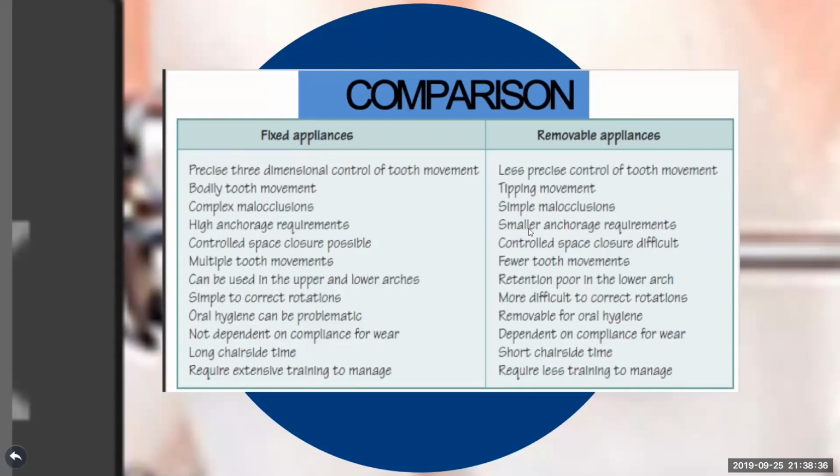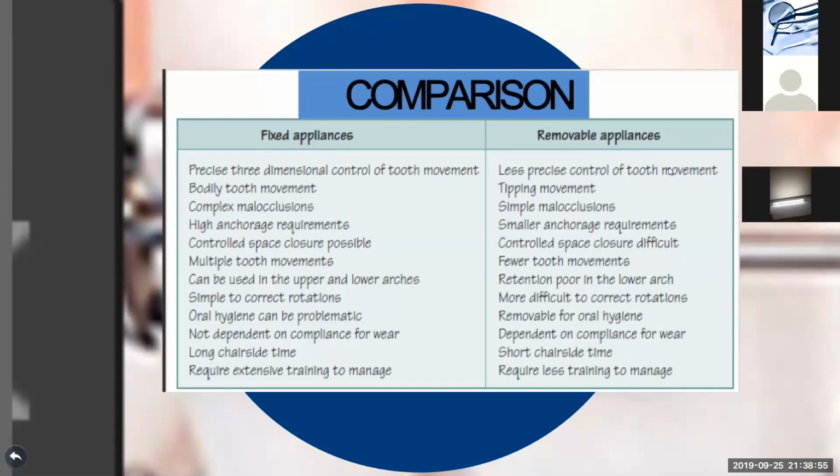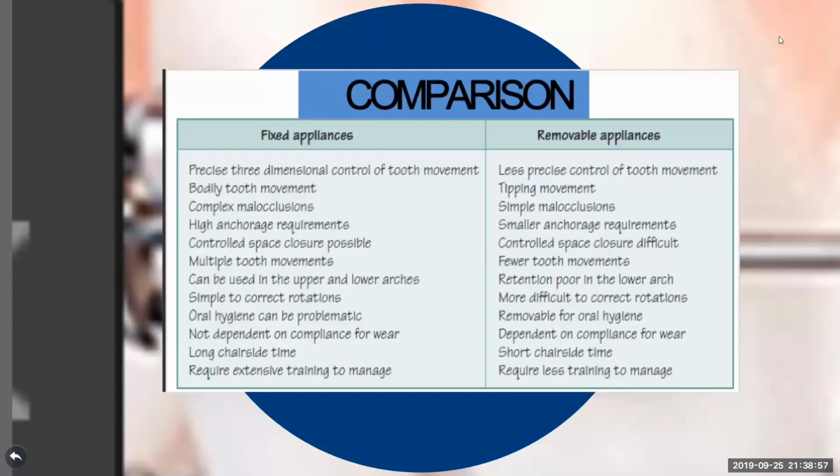So that's why the anchorage requirement in the fixed appliances is much greater, because here the bodily movement or root uprighting, the movement of the apexes, is executed in this modality of treatment by the fixed appliances. However, in the removable appliance only the tipping movement, which is the simplest form of movement, is executed.